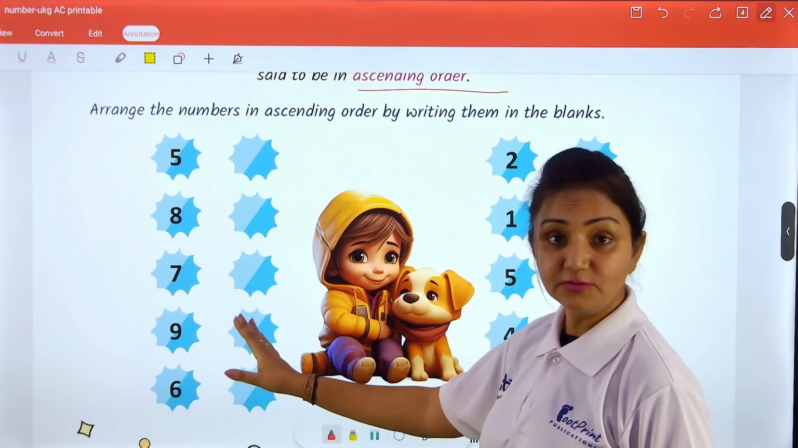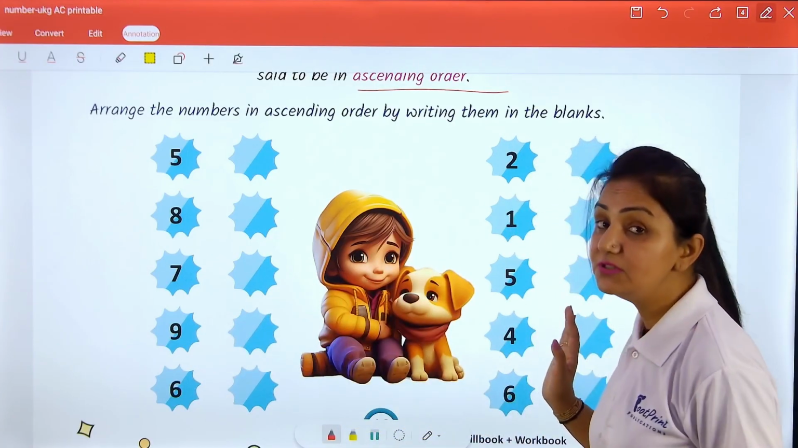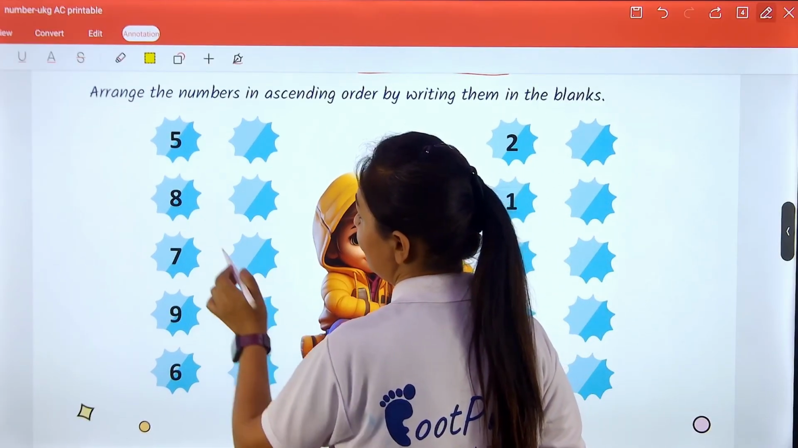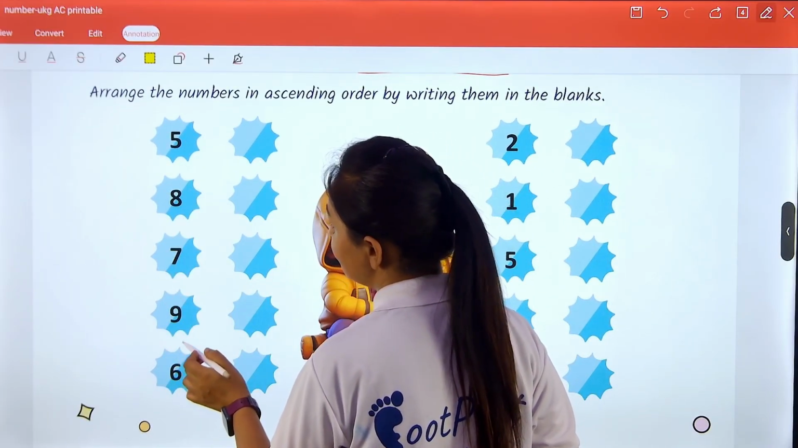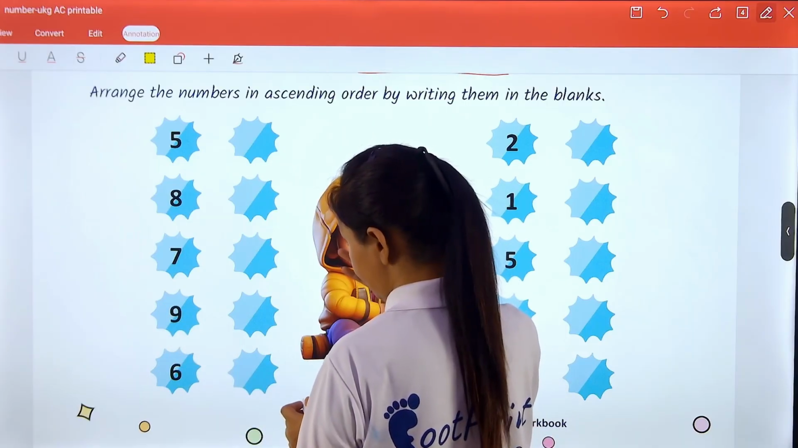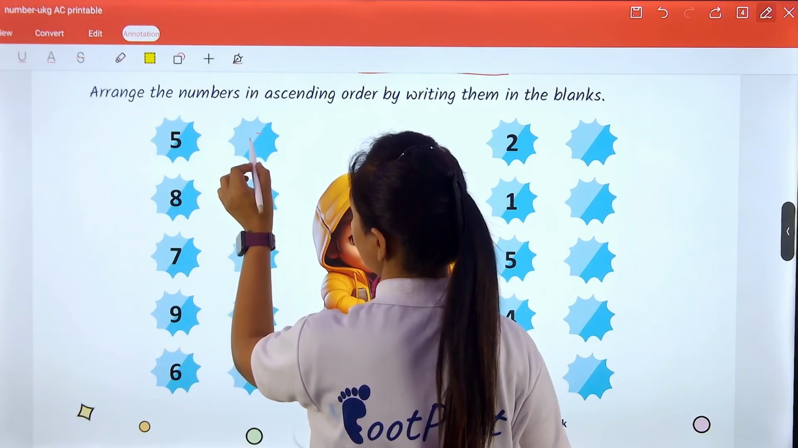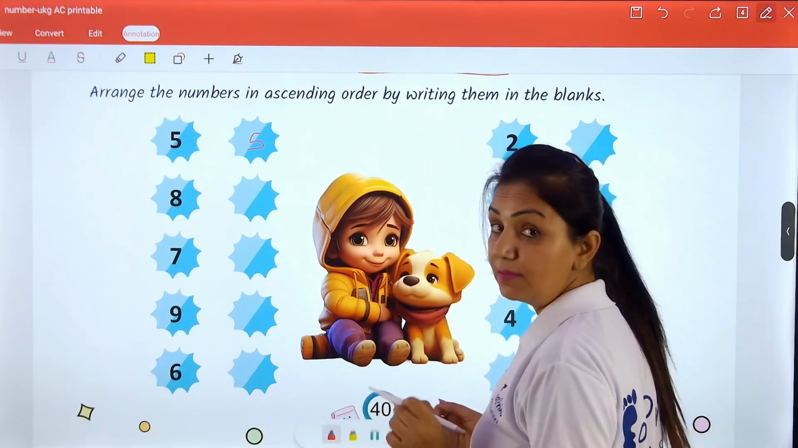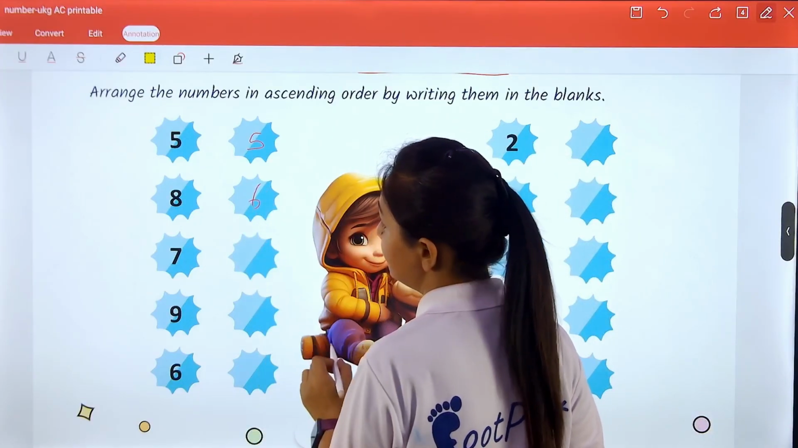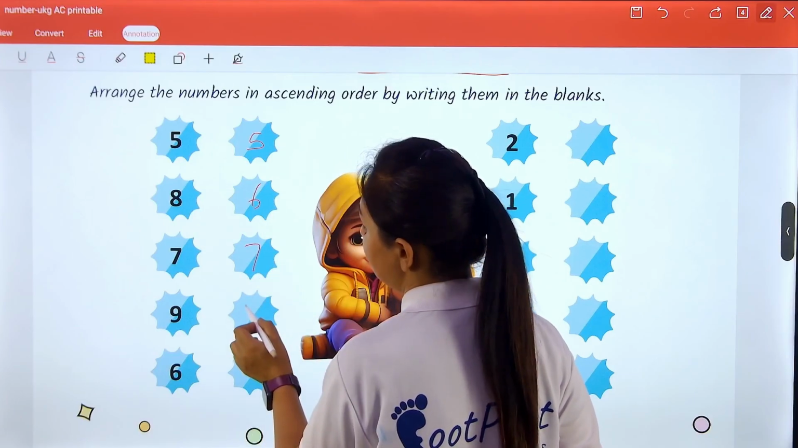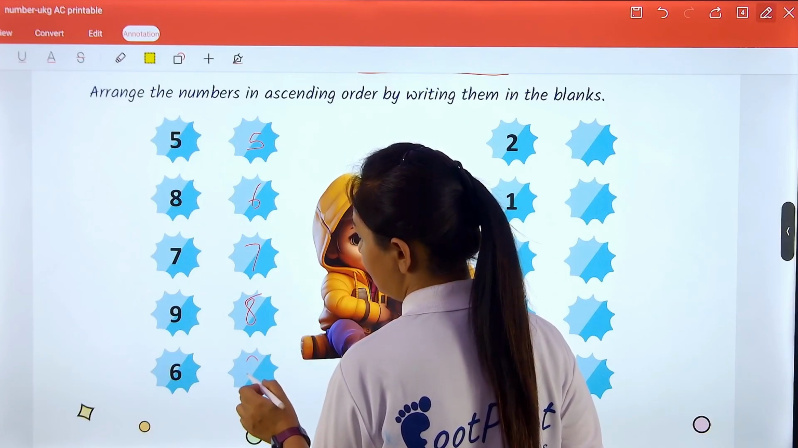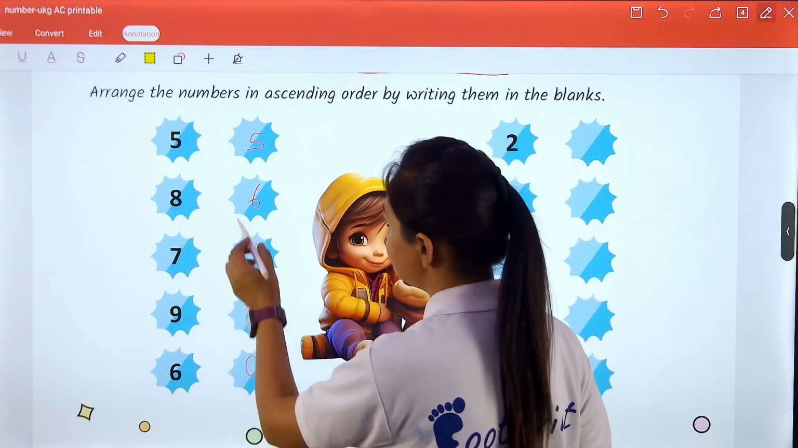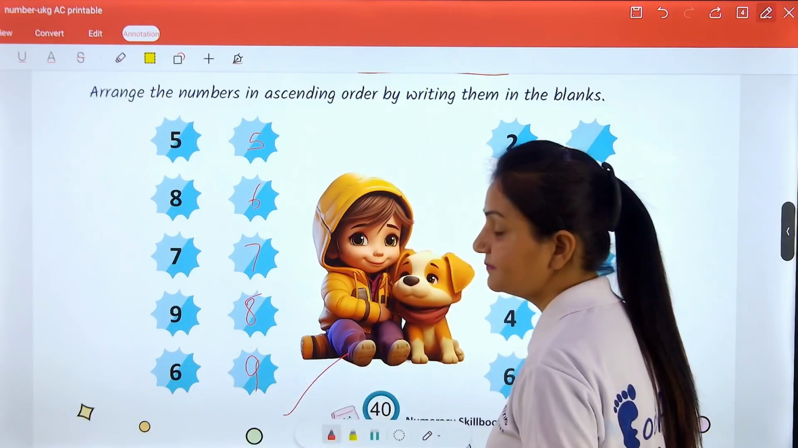So these are the numbers basically that you have to arrange in ascending order. First one I'll do for you and other one you will do by yourself. So check it carefully. Our first smallest number is here, number 5. And our next big number is 6. Then number 7. Then number 8. And then number 9. Clear? So this is our ascending order. Okay?